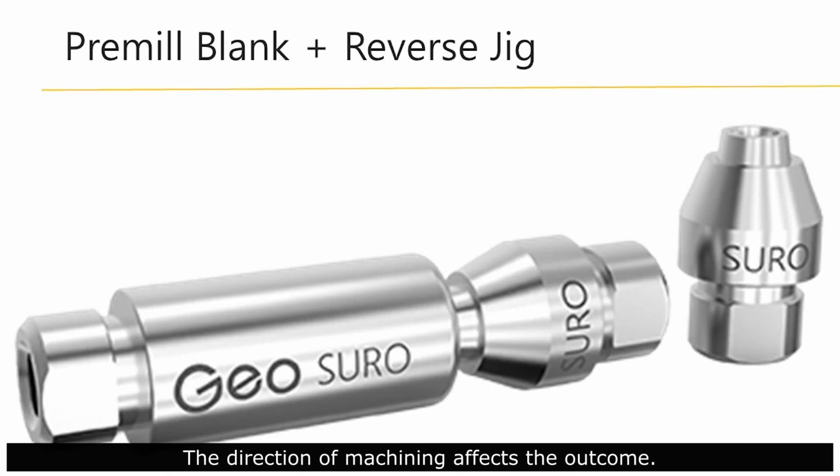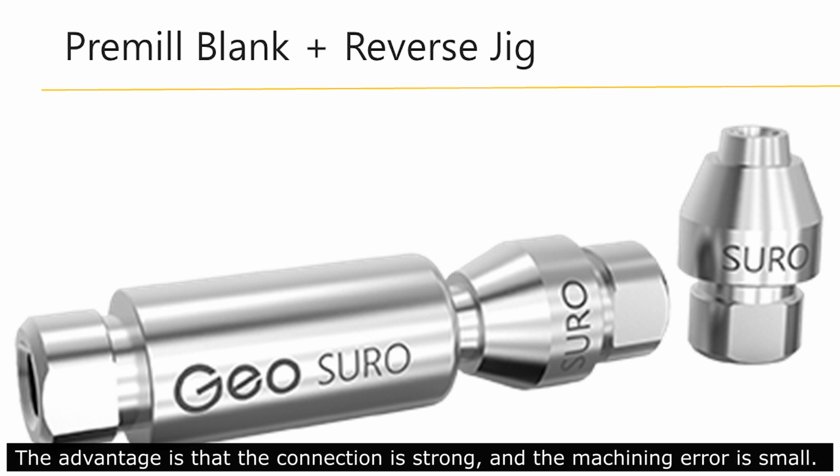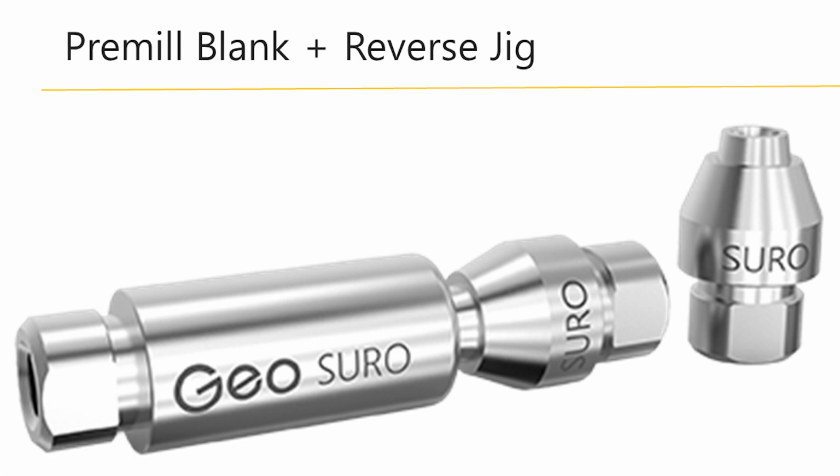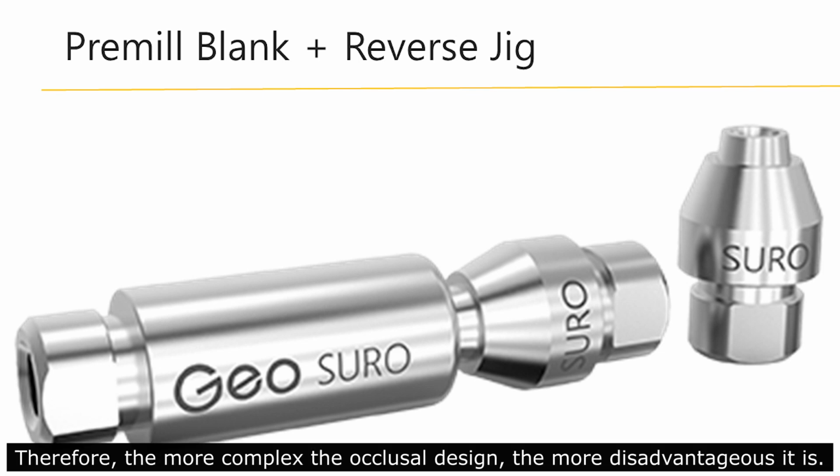The direction of machining affects the outcome. Forward machining will directly connect the blank without using a jig. The advantage is that the connection is strong and the machining error is small. However, after machining, a rest is left on the occlusal side, which requires additional manual removal. Therefore, the more complex the occlusal design, the more disadvantageous it is.